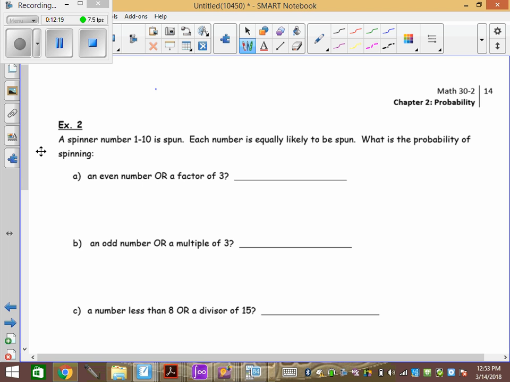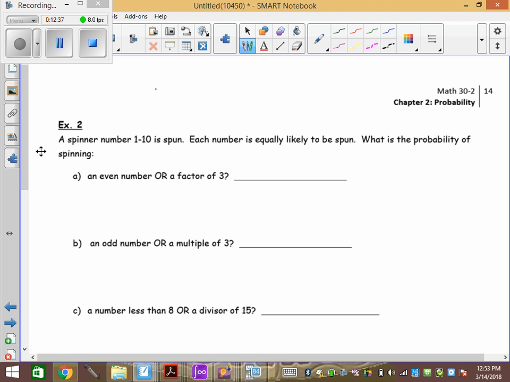A spinner number 1 to 10 is spun. Each number is equally likely to be spun. What is the probability of spinning? Equally likely just means that each of the spinner pieces are the same size. So it's the same chance of it landing on 1, 2, 3, 4, 5, 6, 7, 8, 9, or 10. Okay? That's all it means.